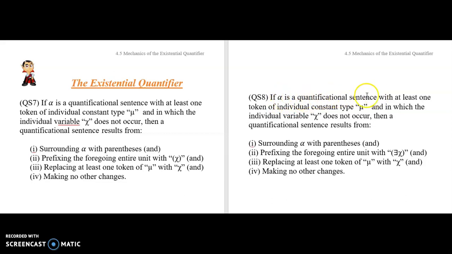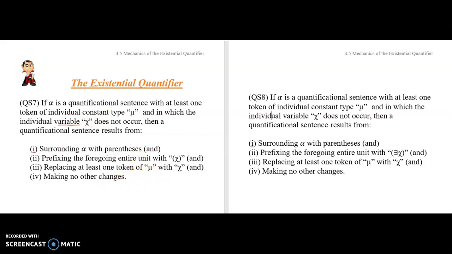Given a quantificational sentence, call it alpha. If that quantificational sentence has an individual constant of type mu and no individual variable, suppose it's x, occurs in alpha, then you can get a quantificational sentence by surrounding the whole unit alpha with parentheses, prefixing that with the existential quantifier, and replacing at least one token of the individual constant mu with your new individual variable, and you don't make any other changes. So exact same process as the universal quantifier.